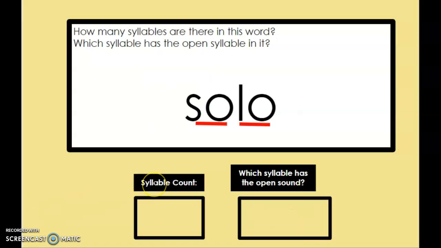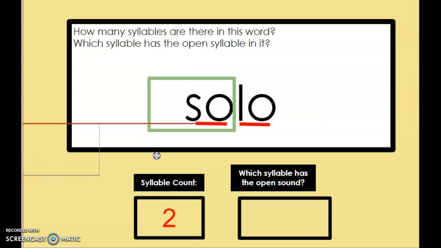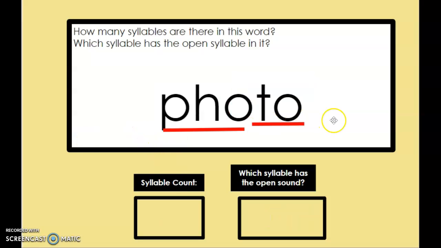Let's look at this example. Solo, solo. How many syllables are there? Solo. 1, 2. 2 syllables. And which syllable has the open syllable in it? So, ends with a vowel and a long vowel sound. Low. Ends in a vowel with a long vowel sound. Both syllables have the open sound. So, low. Very good.